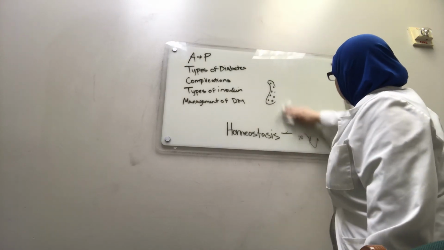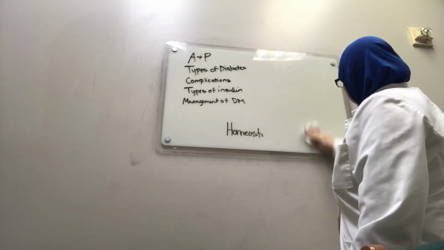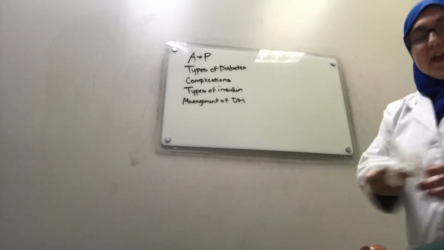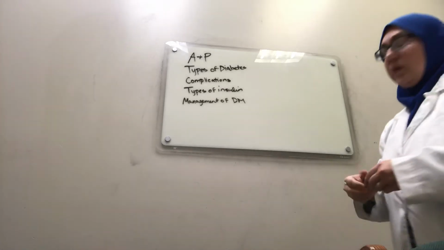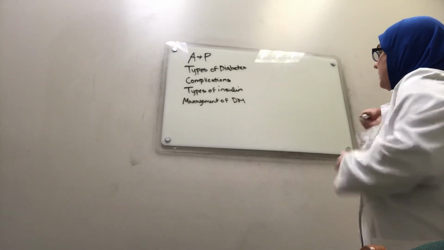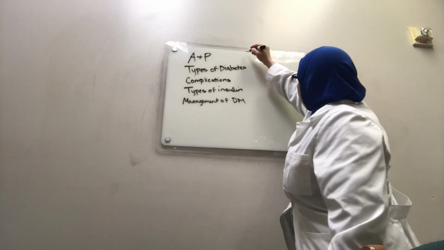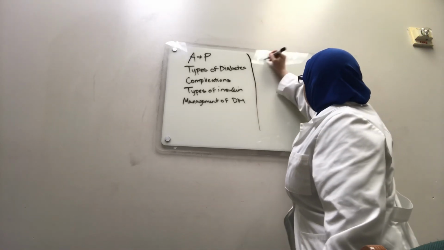So now that you understand a little bit about how a normal pancreas works, let's talk about the different types of diabetes and what is going wrong when patients have diabetes. Let's start with type 1.